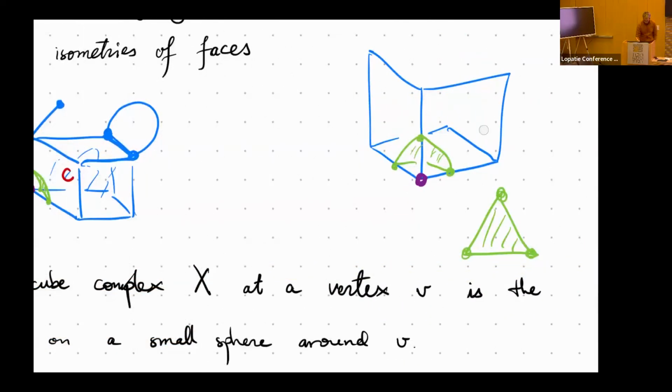So again, I'll empty this cube. The link at V is this graph. I take a vertex for each edge, and an edge in the link for each square. So what is a clique? We all know what a clique is, but it's a graph now. I take a clique in the one-skeleton of this, and this is not flag, because I see a clique and it's not filled with a simplex.